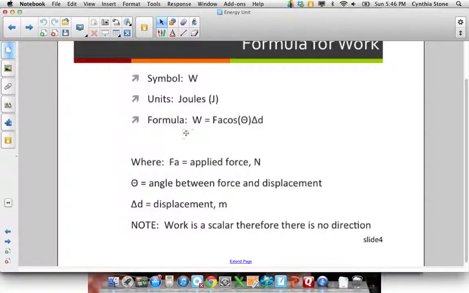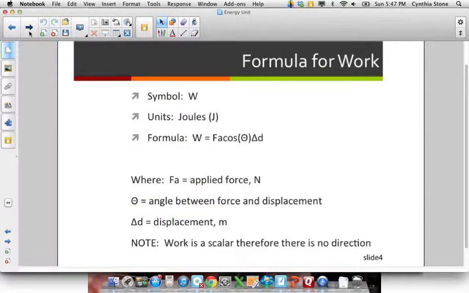Anyways, here's the formula for it. Work equals force applied times cos of an angle. And this is only if the force is applied on an angle, and you'll see tomorrow what I mean by that. Times delta D, the distance or displacement being traveled. We never deal with direction with work. It's always just, work just is. Calories are just calories. Joules are just joules. There's no direction associated with them.